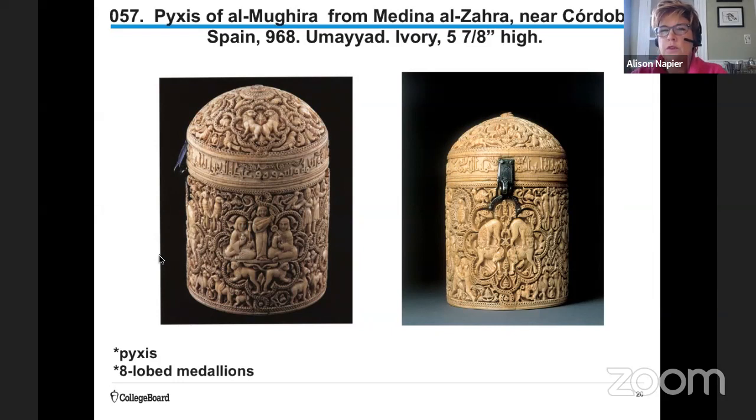The pyxis, we think, was made from a piece of elephant tusk, probably a cross section, and it's adorned with very specific royal iconography that speaks to the power and authority of the Umayyad dynasty. So again, conscious choices are reflected in what we get here as an object.